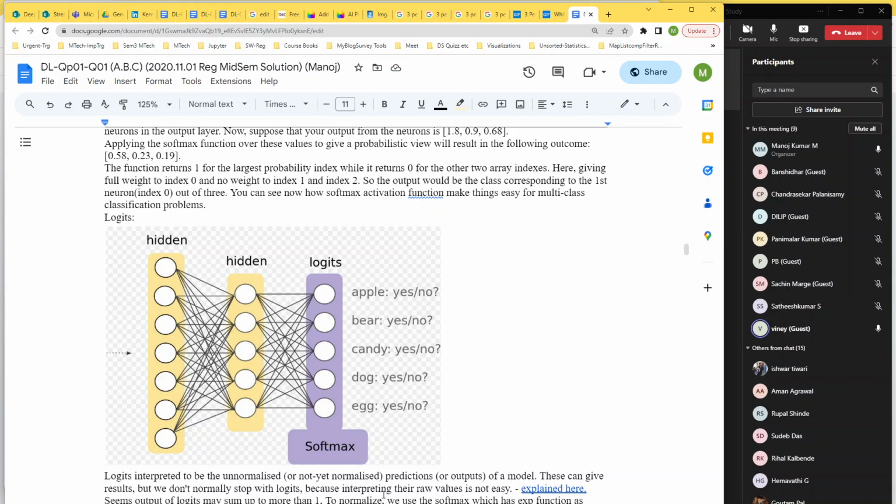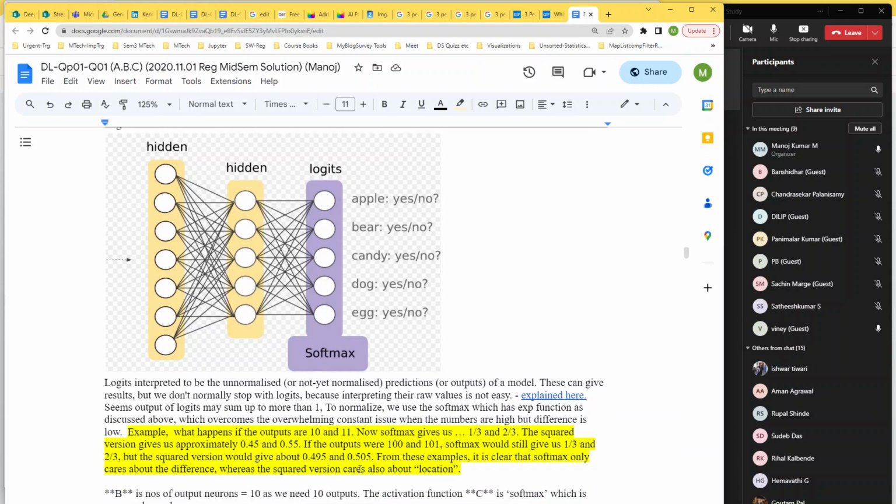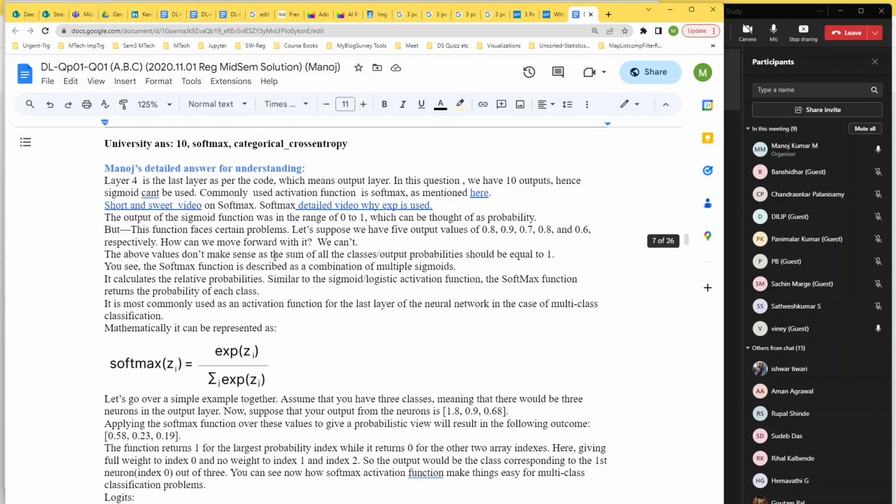And also within that there is one extra thing which I have highlighted here. Let's go through this, it is something important. Layer 4 is the last layer as per the code, which means output. In this question we have 10 outputs, hence sigmoid can't be used. The commonly used activation function is softmax. It's mentioned in this, and there's a small, detailed video on that.